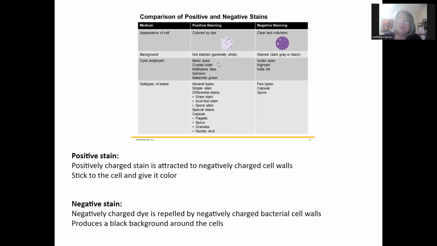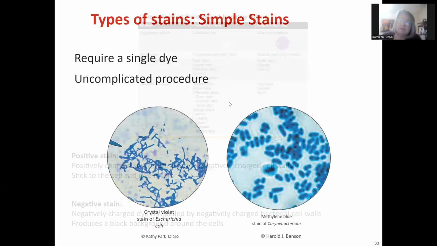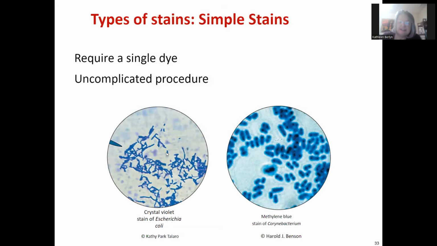Some different examples of basic stains are crystal violet, methylene blue, safranin, malachite green. There's a whole bunch you can use. And there's a whole bunch of stains that are subtypes of that: simple stains, differential stains, capsule stains, etc. So again, most of the time you're gonna be doing positive stains, and this is what that looks like. And then you can also do negative stains as well.